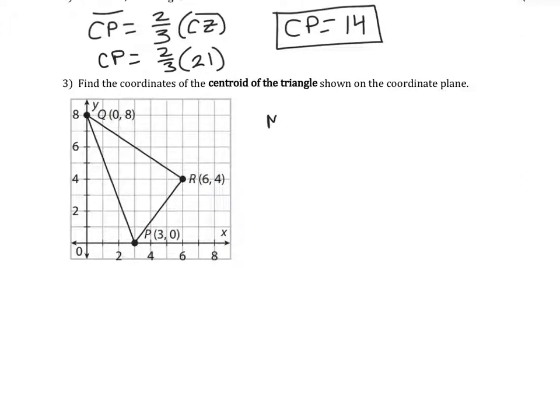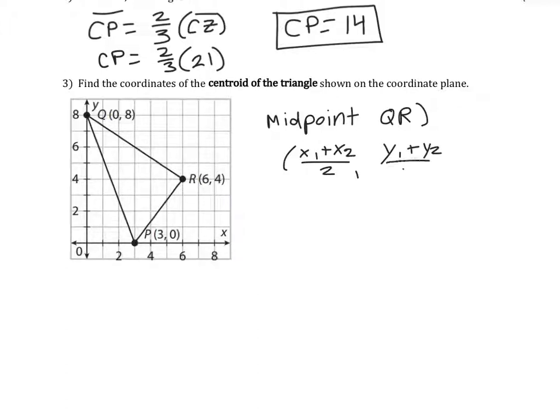So let's start by finding the midpoint of QR. So remember, our midpoint formula is x1 plus x2 divided by 2, y1 plus y2 divided by 2. So you add up your x values, so 0 plus 6, and you cut it in half, which is 3. Add up your y values, 8 plus 4, cut it in half, which is 6. So 3, 6 is going to be our midpoint.